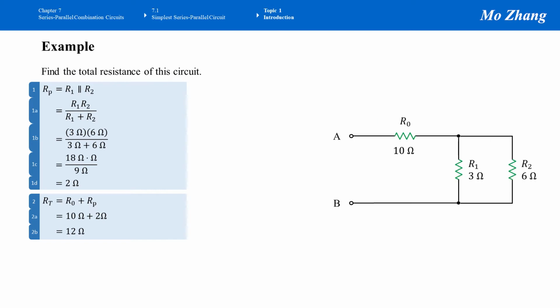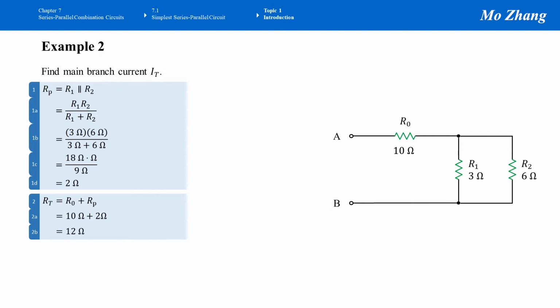So the total resistance of the system equals 12 ohm. If we put the original circuit back here, that is the same. All the resistors combined equal 12 ohm. In other words, this system's resistance equals 12 ohm.